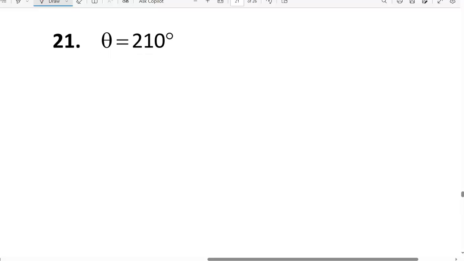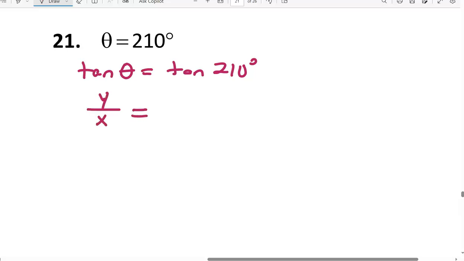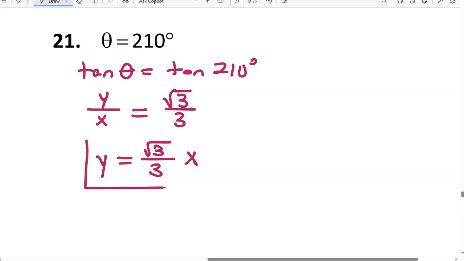In number 21, if theta is equal to 210, the easiest way to convert this one is to take the tangent of both sides of the equation. Tangent of theta can be replaced with y over x, and tangent of 210 degrees is positive square root of 3 over 3. And multiplying by x, y is equal to the square root of 3 over 3 times x, which is the equation of a line that's passing through the origin with a slope of 3 times the square root of 3.